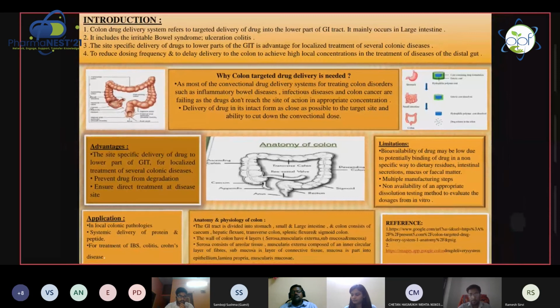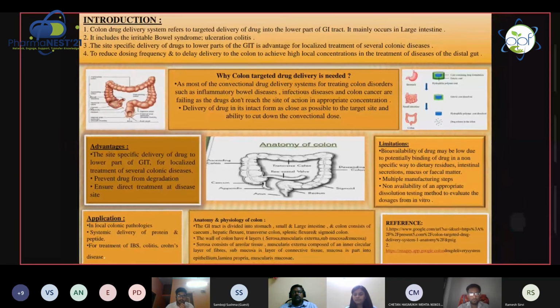We have to know the function of the colon. Mainly, the formation of a suitable environment for colonic microorganisms, and also the absorption of potassium ion and water from the lumen, concentrating fecal contents, and secretion and excretion of potassium and bicarbonates. The applications of colon targeting are in local colonic pathology, systemic delivery of proteins and peptides, and as a potential site for the treatment of diseases sensitive to circadian rhythm.